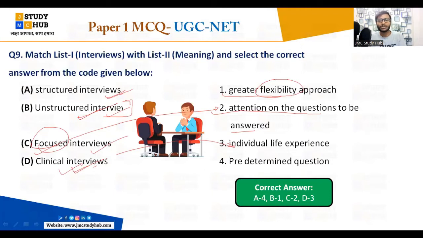So all four interviews are very important, and you have to identify the meaning of each interview. Is it clear to you all? Quickly tell me, is it clear to everyone?